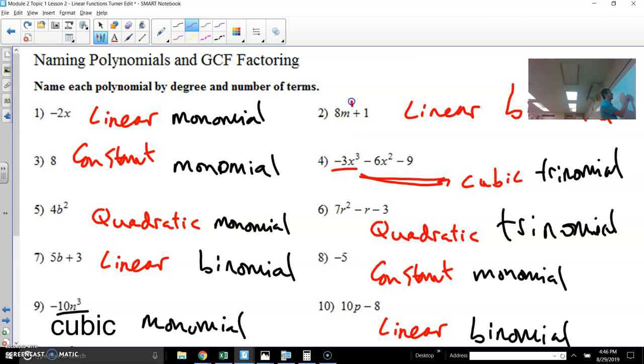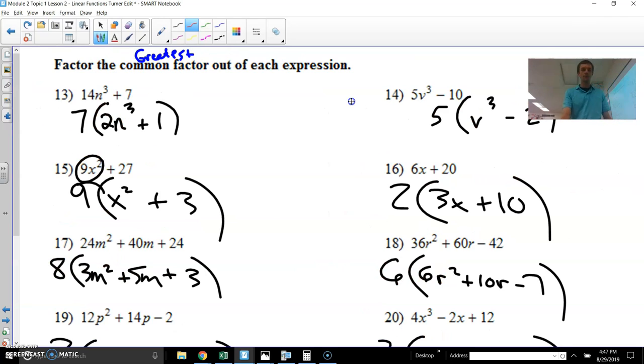So this one has 1, 2, 3 terms, hence the word trinomial to describe 3 terms. Or maybe it is a monomial, it only has 1 term. Or maybe it's a binomial, it has 2 terms. So that's definitely something we want to practice. Knowing those vocabulary words will be helpful in the future.